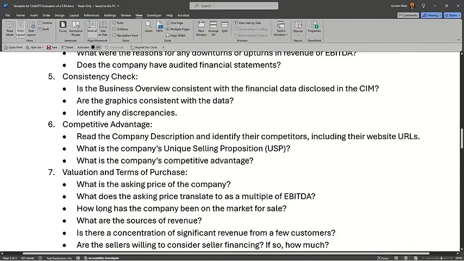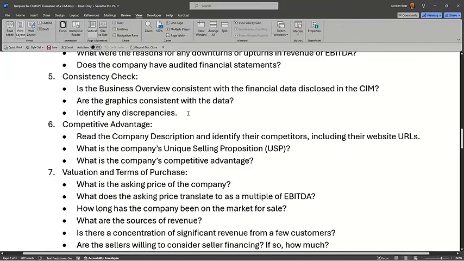Okay, consistency check. Is the business overview consistent with the financial data disclosed in the CIM? And what's going to happen here is ChatGPT is going to go into analyst mode and it's going to say, wait a minute, this doesn't make sense in sales given what's happened to the supply chain. So if the supply chain was impaired for this period of time and the sales are up dramatically, that makes no sense. So we will construct a question to ask the seller: what happened here? Why did this happen? How does it happen?